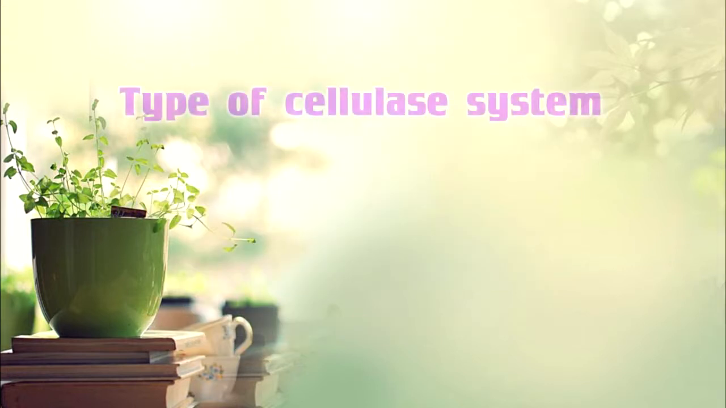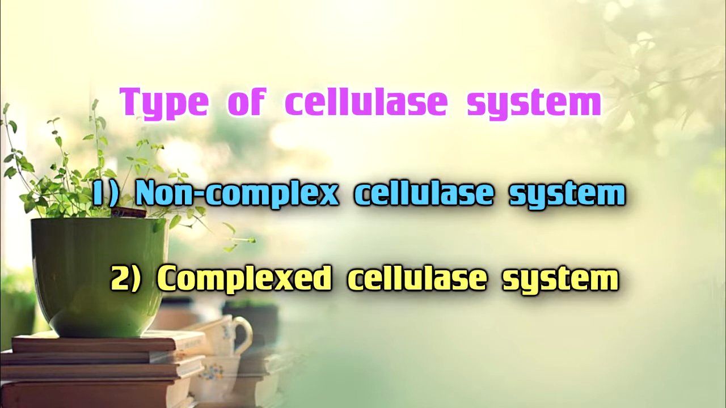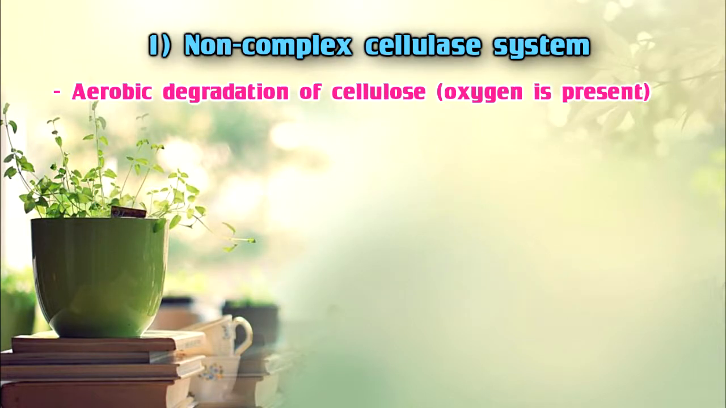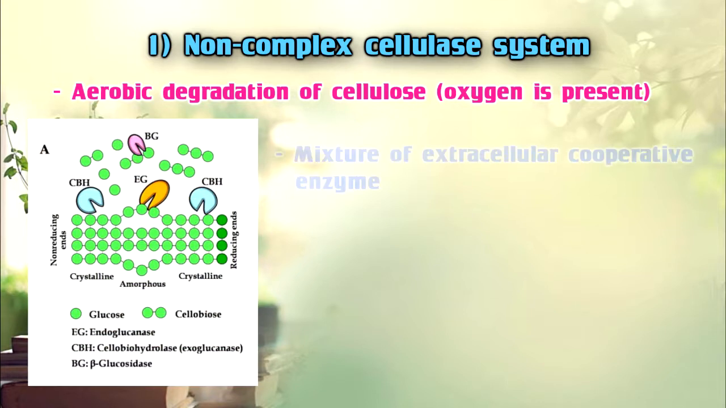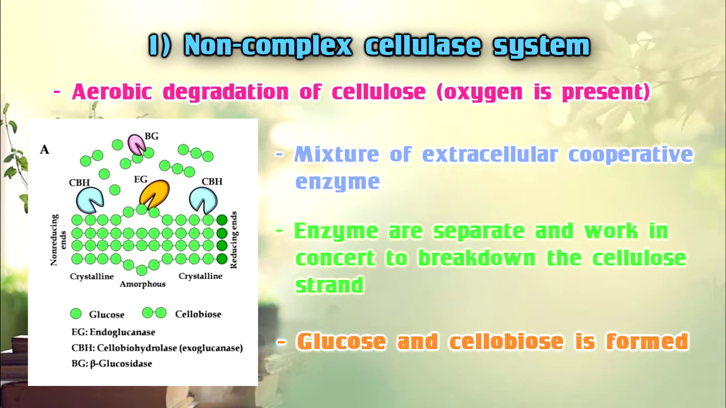There are actually two types of cellulase system, which are the non-complex cellulase system and the complex cellulase system. The non-complex cellulase system involves aerobic degradation of cellulose in which oxygen is present. It involves a mixture of extracellular cooperative enzymes. The enzymes are separate and work in concert to break down the cellulose strand into cellobiose and glucose.